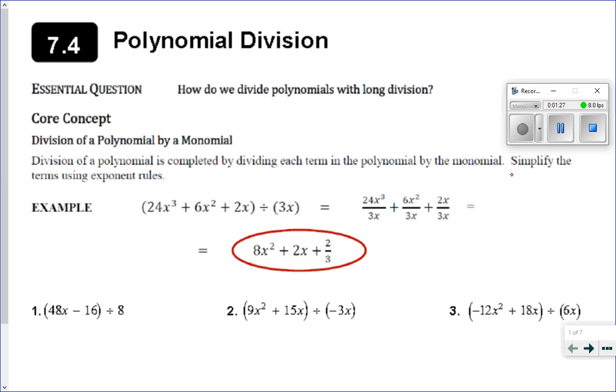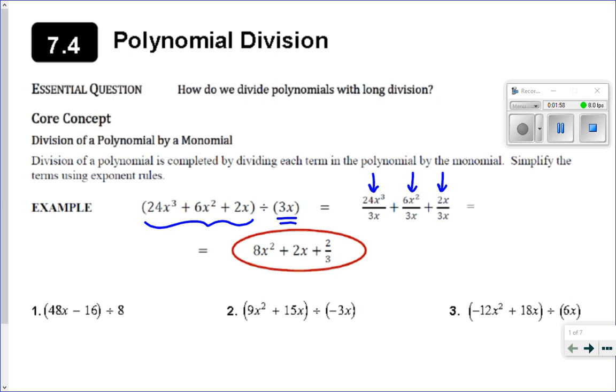Okay, so if we're dividing 24x to the third plus 6x squared plus 2x, and we want to divide that entire polynomial, this whole thing, by 3x, then essentially we distribute that, and we make sure that the first term is divided by 3x, the second term is divided by 3x, and the third term is divided by 3x. You're essentially distributing that division just like you would with multiplication. And then just a few review concepts.